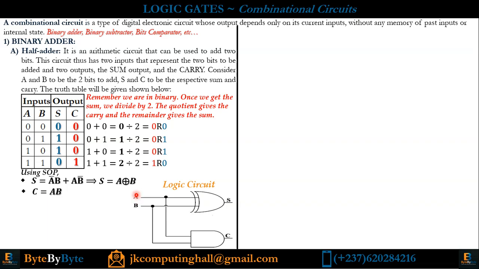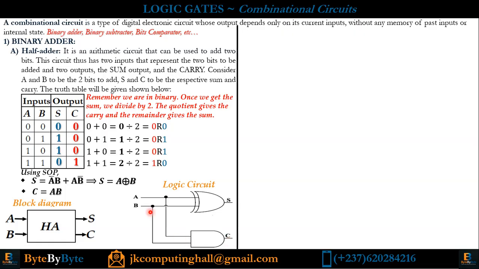We have A and B as input. The XOR produces S as the output, the sum, whereas we use the AND gate from the expression to produce the carry. Good. For a combinational circuit, the half adder, this is the logic circuit we have, but it can also be presented as a block diagram, and this is what we shall have.